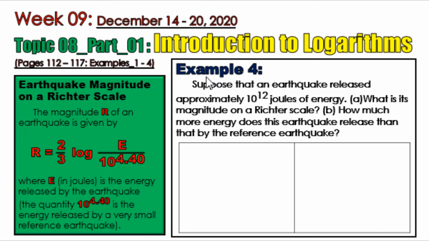Example number 4. Suppose that an earthquake released approximately 10 raised to 12 joules of energy. Letter A, what is its magnitude on the Richter scale? Letter B, how much more energy does this earthquake release than that by the reference earthquake? Let us first discuss the answer for the first question.